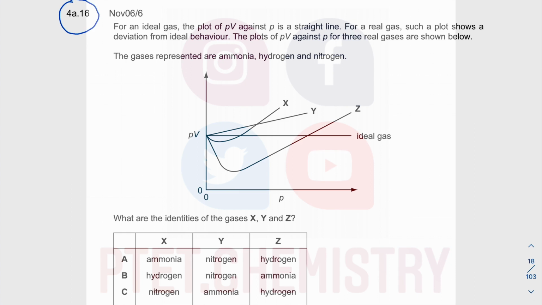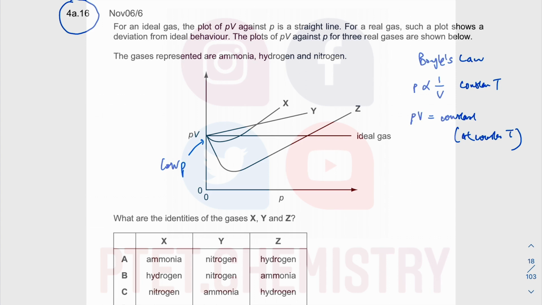So we know that Boyle's law says that pressure is inversely proportional to the volume of the gas at constant temperature. So that is Boyle's law. And therefore PV equal to constant at constant temperature. So we expect PV to be constant for an ideal gas at constant temperature. So you can see that most of these gases are quite okay at low pressure. So at low pressure, they follow mostly PV as constant.